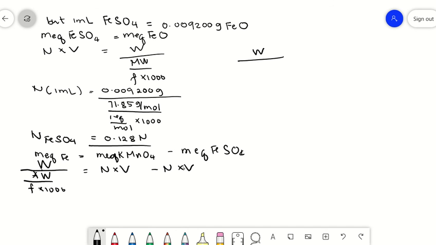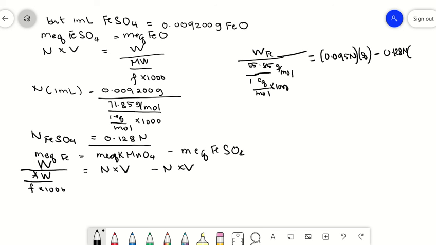the weight of iron divided by the atomic weight of iron, which is 55.85 grams per mole, divided by the factor, which is 1 iron only, 1 equivalent per mole times 1,000, is equal to the normality, which is 0.095 normal, a volume of 50 ml. This is in excess, minus the normality, which is 0.128 normal, times the excess volume, which is 6 ml, for back titration. So the weight of iron would be equal to 0.22 grams.